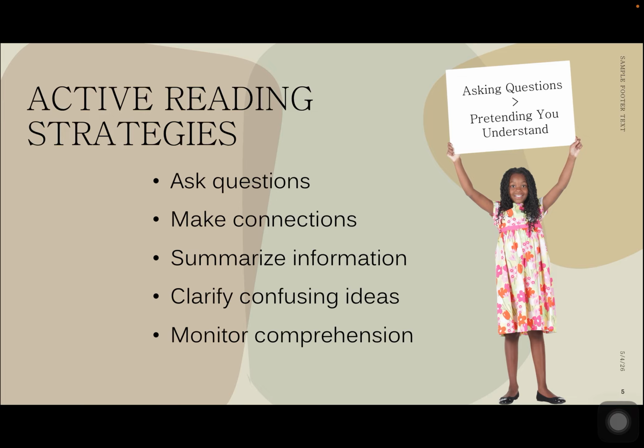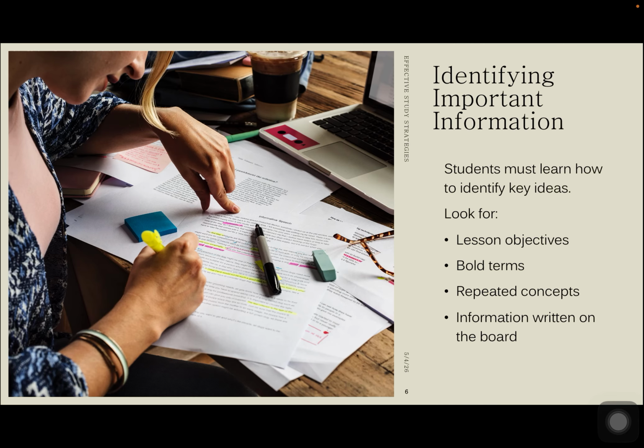So while our students are actively reading, they also need to start identifying important information. So before we study, we first have to get our information from somewhere. So we can get it from class or reading the materials, which is why we need the active reading. But when we take information from either of those sources, students must look for lesson objectives, bolded terms, repeated concepts, and any information that the teacher has written on the board, because that is obviously important, and we need to teach our students that is important.